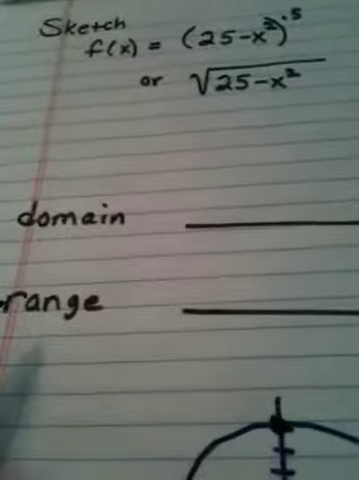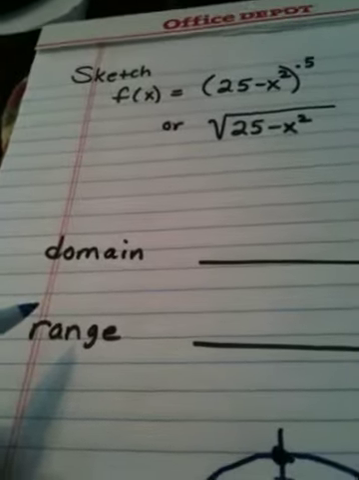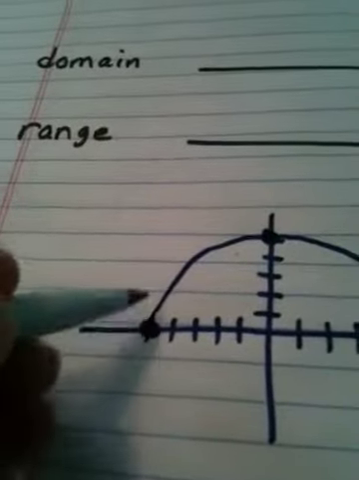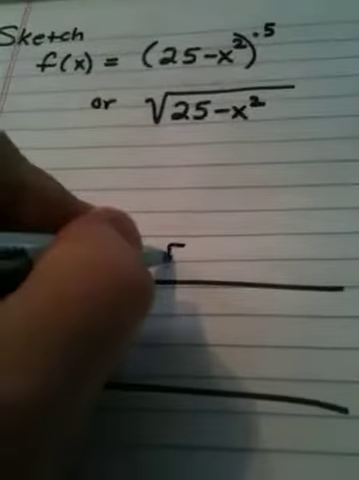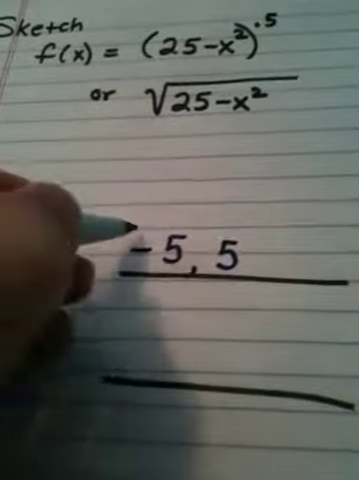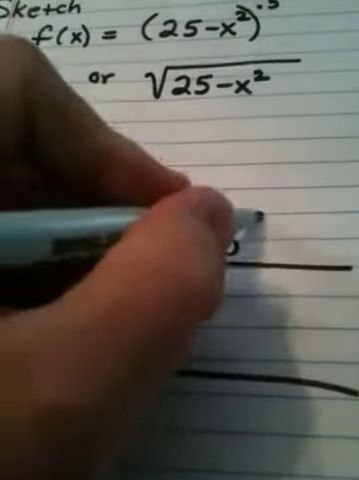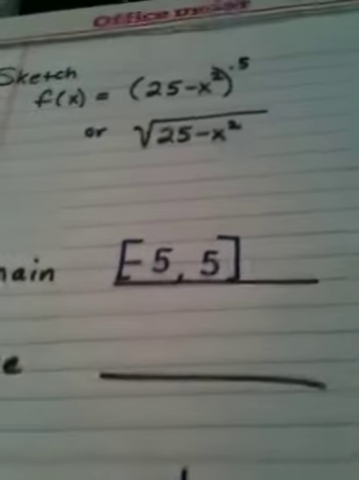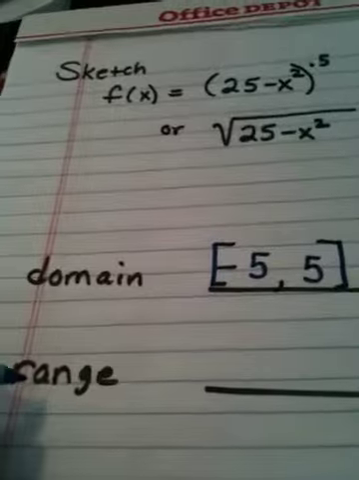Remember how to find domain. Okay? To find domain, you scan from left to right. My left x value is -5. I scan all the way over to +5. So I go from -5 to +5, and they are included because my graph touches at -5 and it touches at +5.